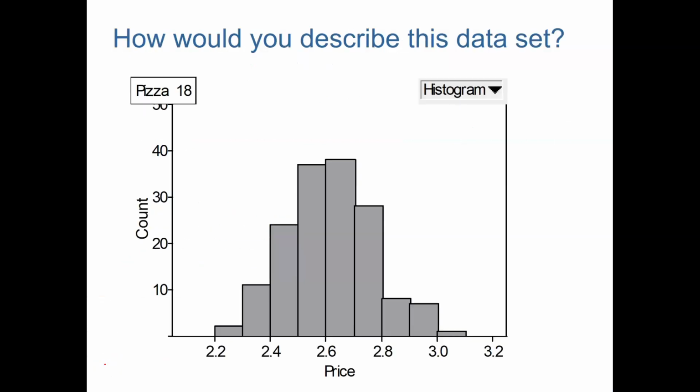We're going to go through different ways we describe the shape of a graph, different measures of center, and different measures of spread. If you look at this histogram, how do you describe its shape? I'm going to ask the question, you can answer it, and then I'm going to display the answer as we go through this. This histogram is approximately normal.